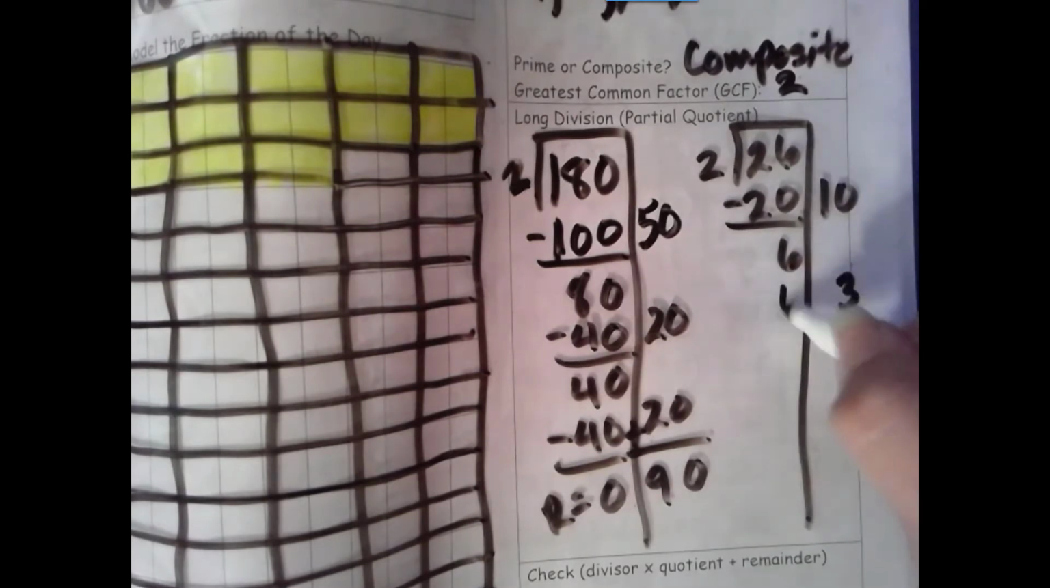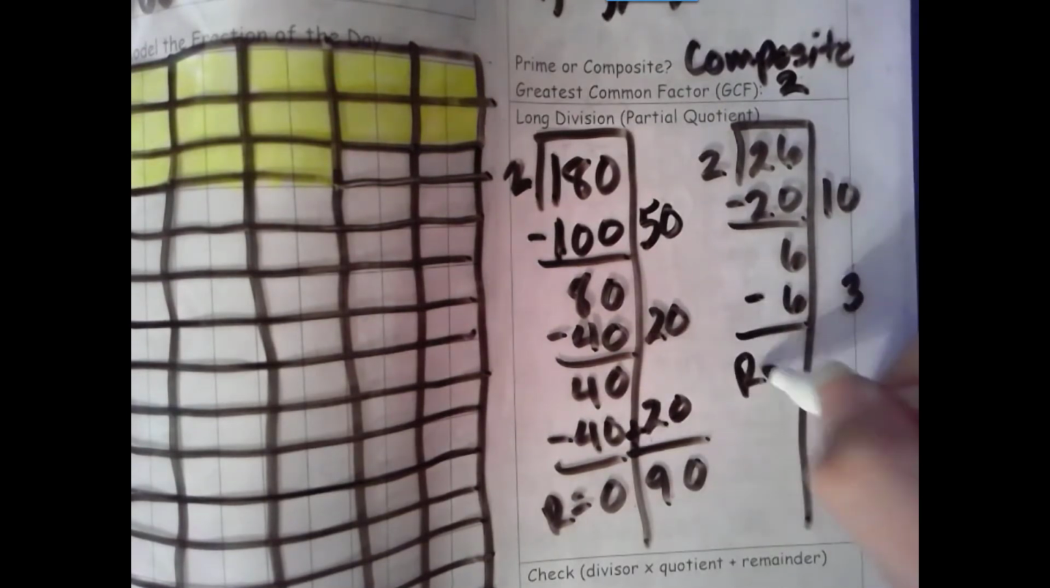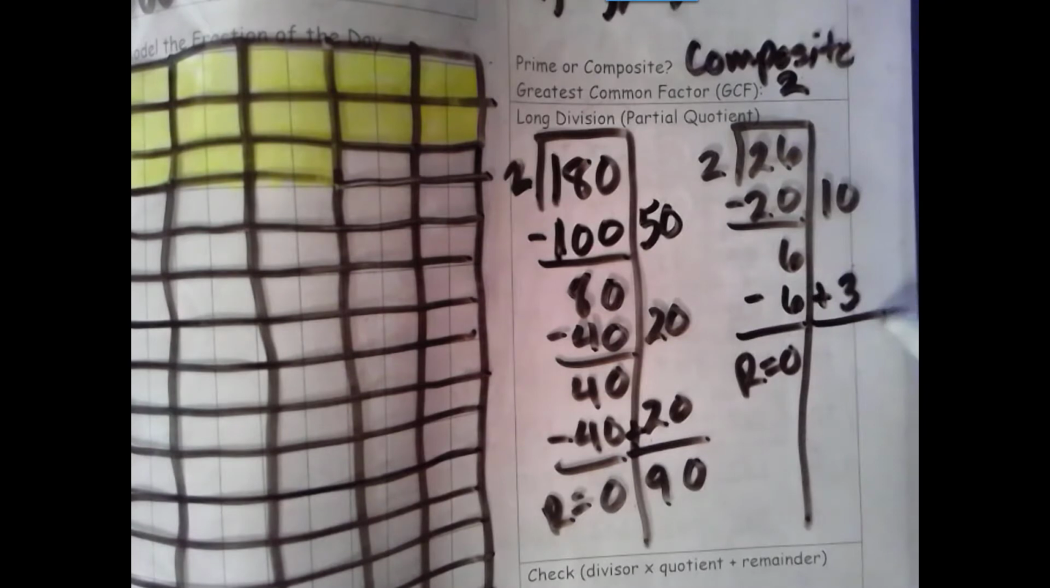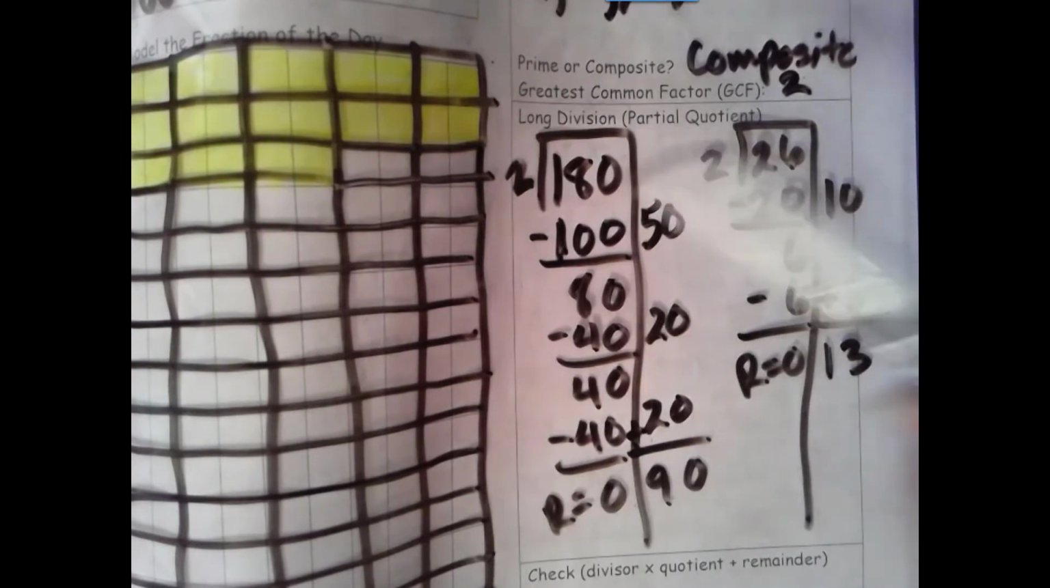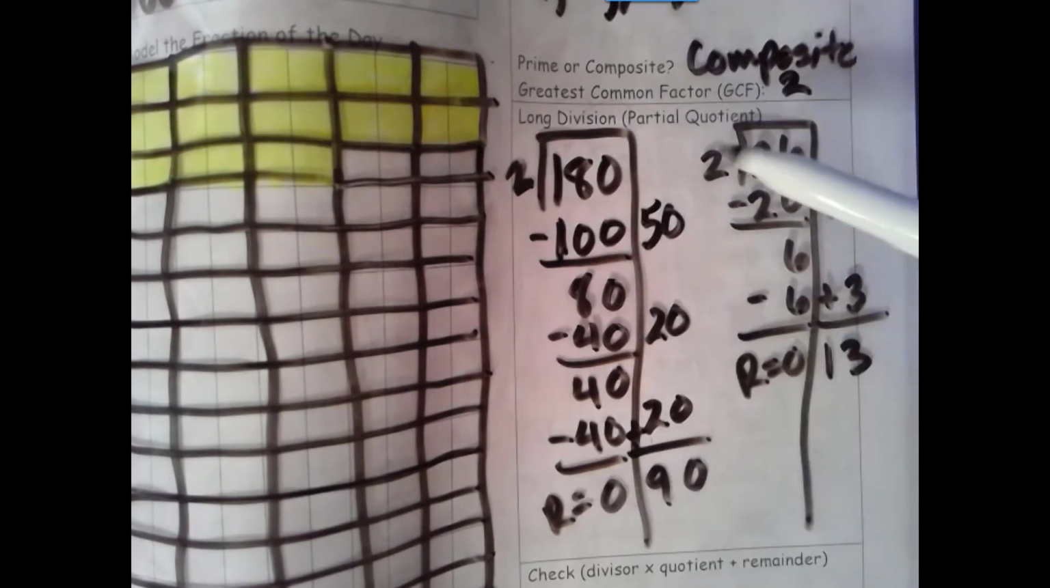3 times 2 is 6. Numbers the same, zero's the game. Add up your partial quotients. 10 plus 3 is 13. Now we still need to check. Divisor times quotient plus remainder. Divisor times quotient plus remainder.